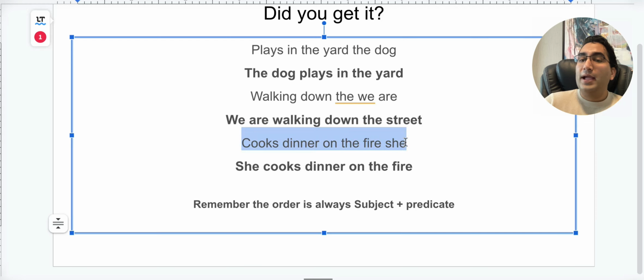Cooks dinner on the fire she. No, simple. Put the she first because that is the subject. Put the verb next, the action goes next, cooks dinner. On the fire, where the thing is being done, the object will come next. Okay? Remember that order, remember that formula, and you will never make incorrect sentences. Always place the subject first, then the verb, then the object.